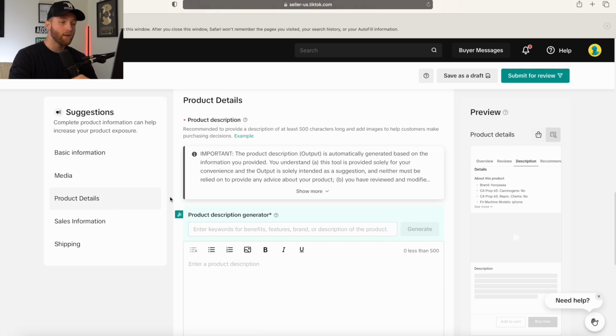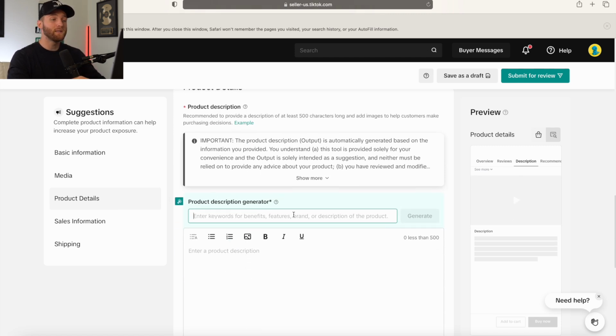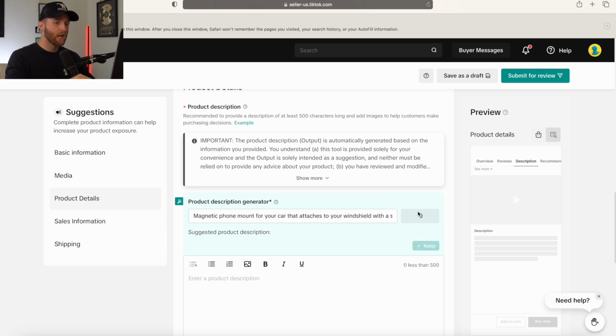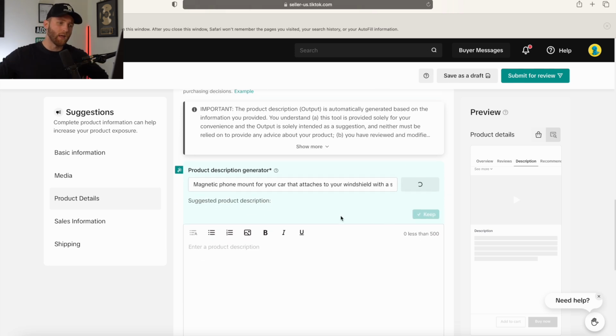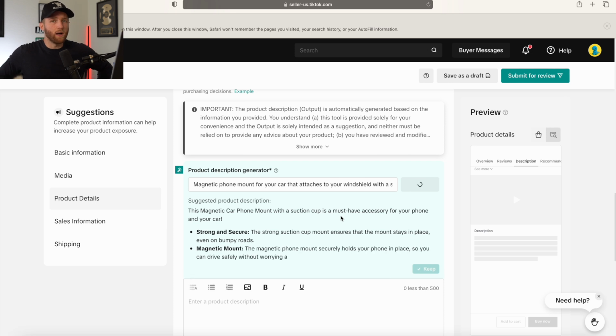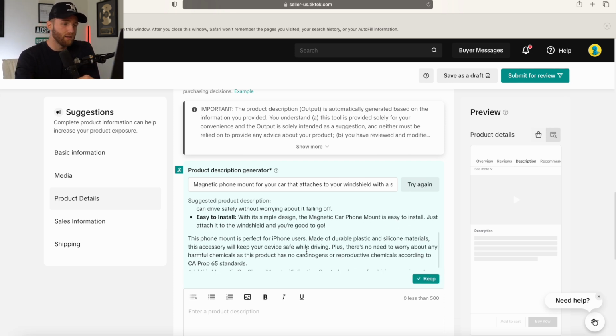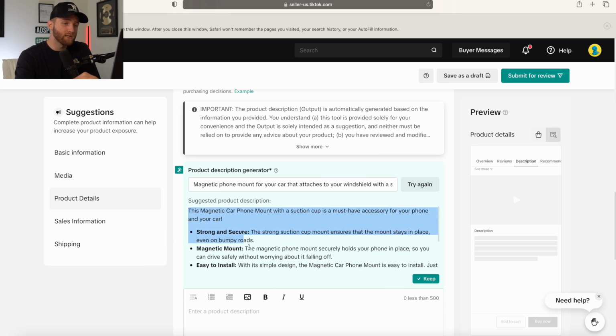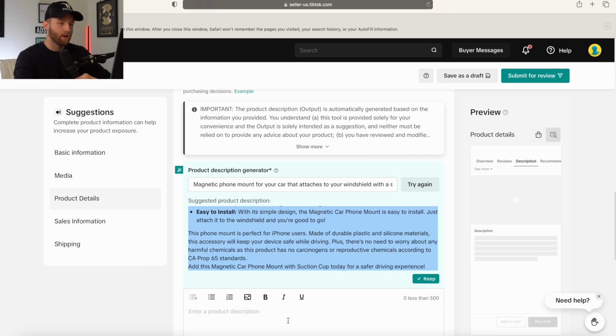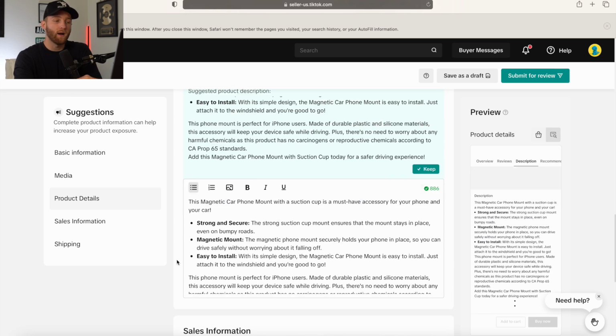Product description, okay? It's kind of like a mini ChatGPT inside of here to come up with a product description. So, magnetic phone mount, and now we'll hit generate and it's going to come up with a very general description that you're probably going to want to rephrase a little bit, but it does it pretty well. Honestly a little better than ChatGPT. So yeah, all good, nice and easy. So what we could do is copy this and then we can paste it right here. Boom. So there's our description. Feel free to modify it.